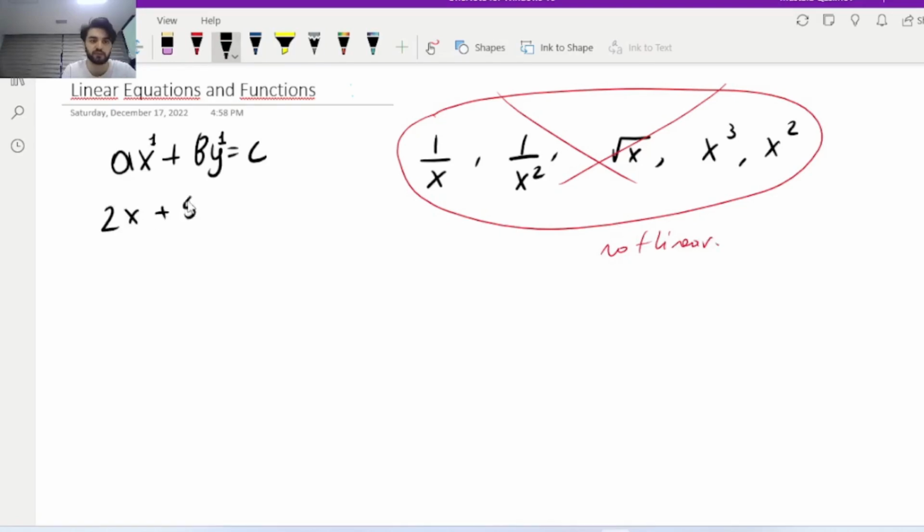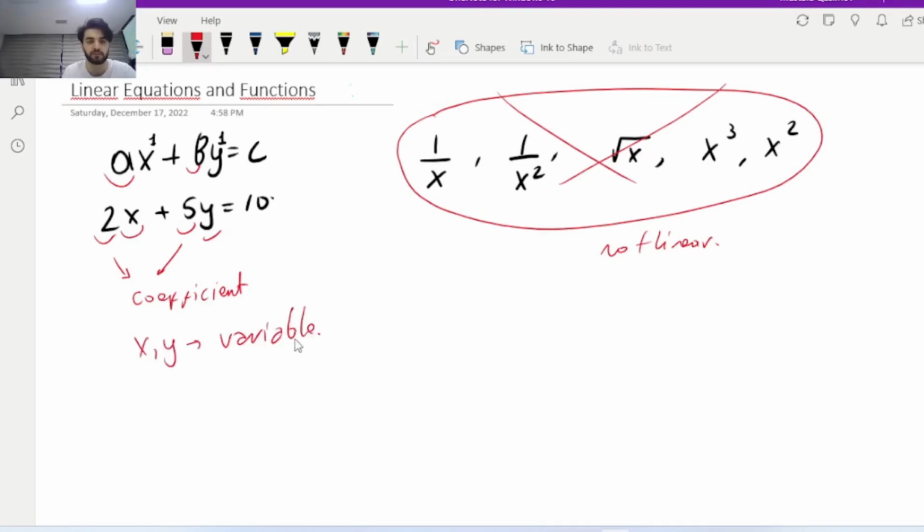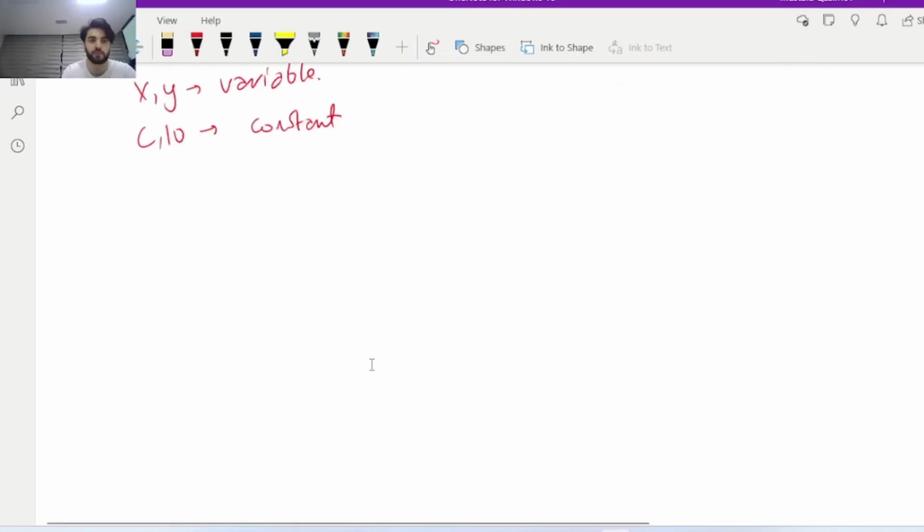Now let's give one example. 2x plus 5y is equal to 10. First let's talk about a and b. For this one, 2 and 5. We call them coefficients. Coefficient means that it's a number like 2 and 5 and it is next to a variable. x and y are our variables, so it depends on the value of the coefficient and constant. c, and 10 here, is our constant.